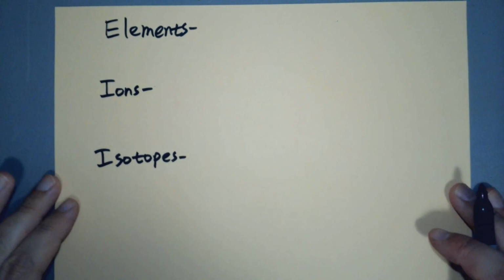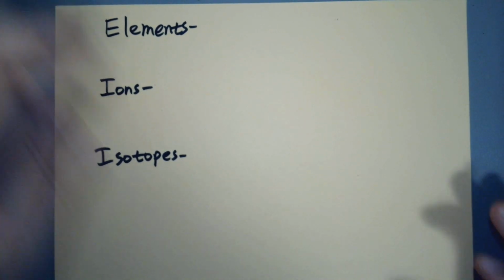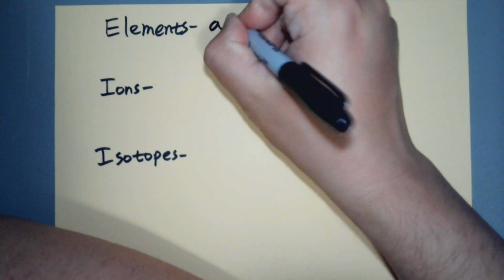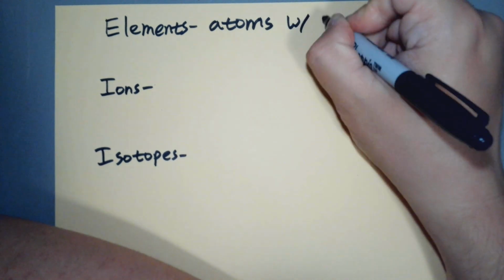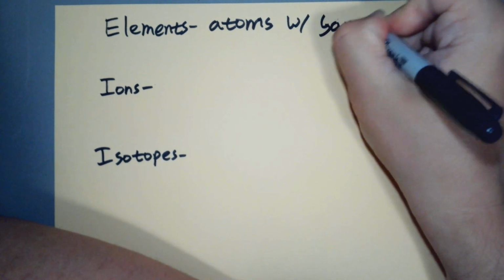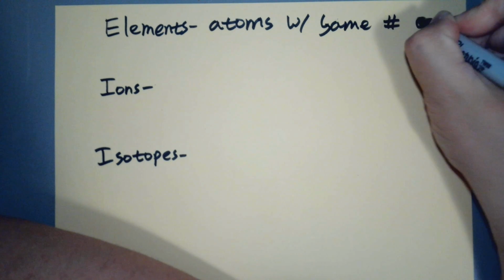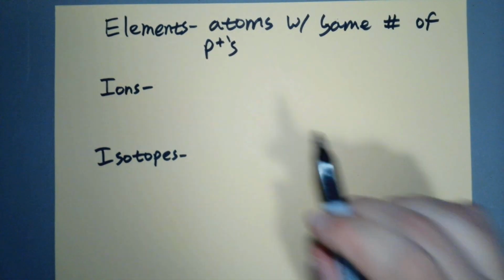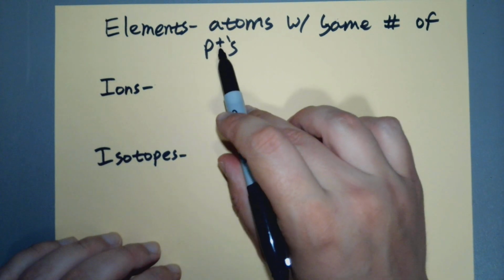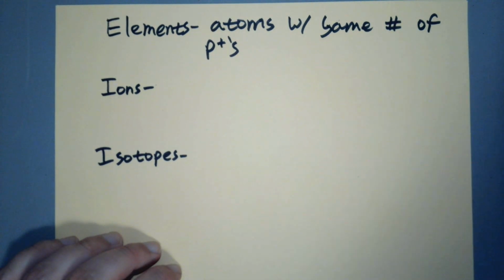So, elements are atoms with the same number of protons. So I'm going to abbreviate protons as P with a plus because they're positive charge. The word starts with a P.